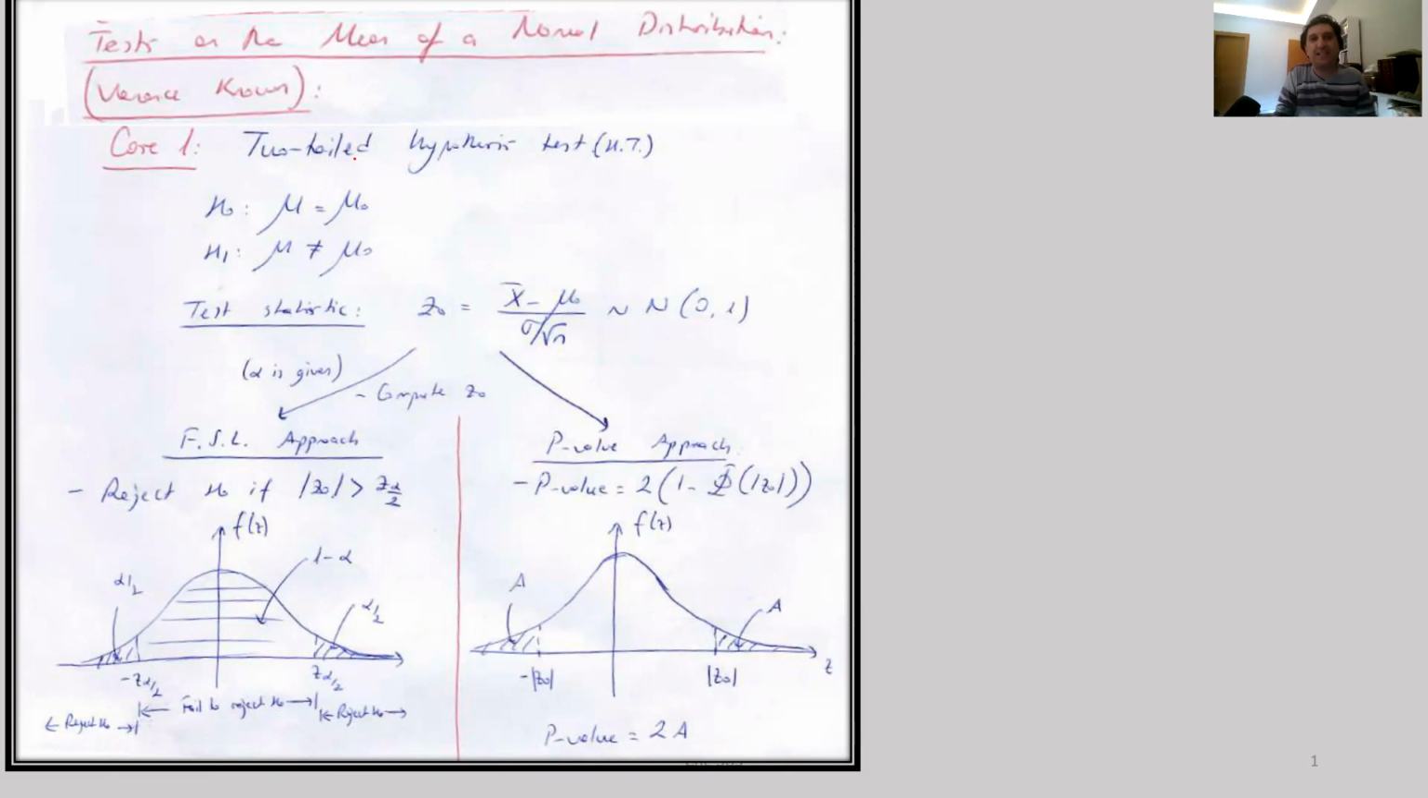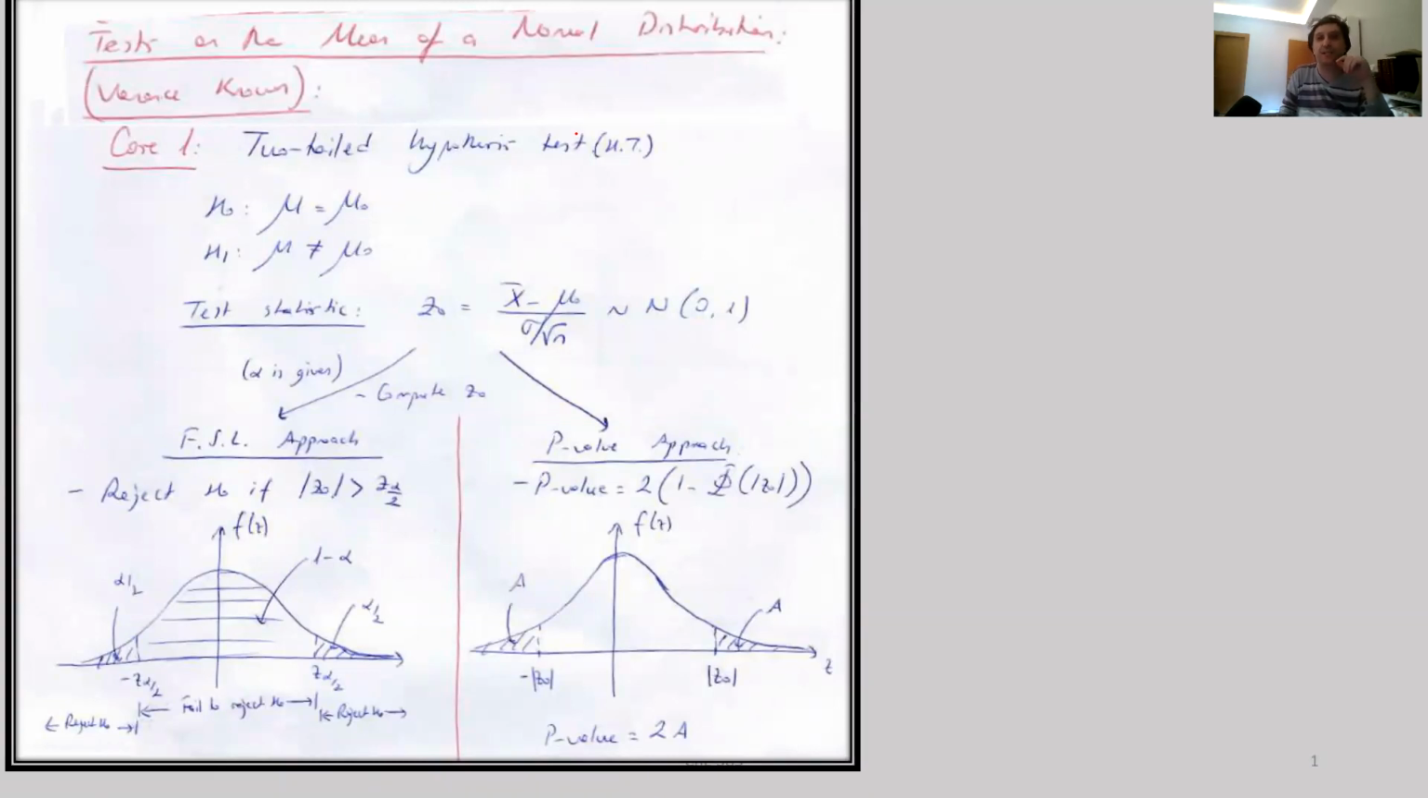Then we are going to relax this assumption that variance is known. And then we are going to talk about not test on the mean, but test on the variance from a normal distribution. And then we are going to talk about finally the test on the population proportion parameter.